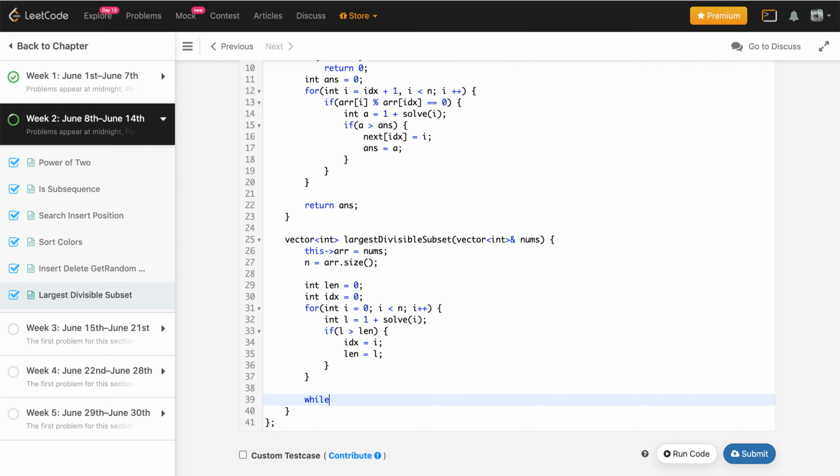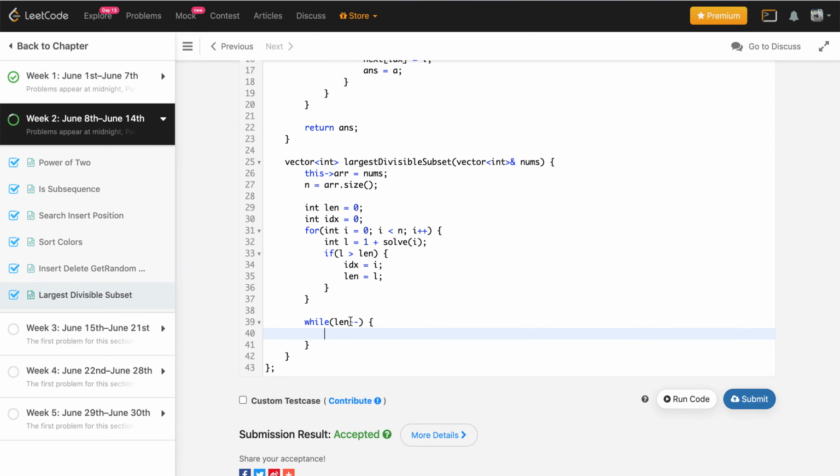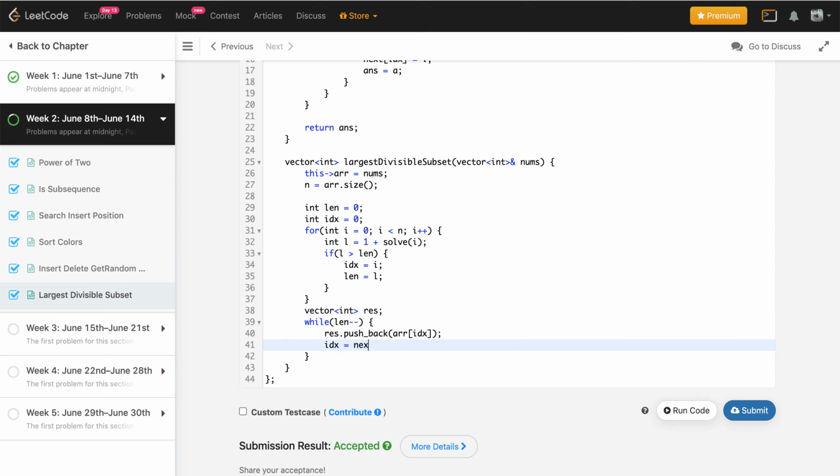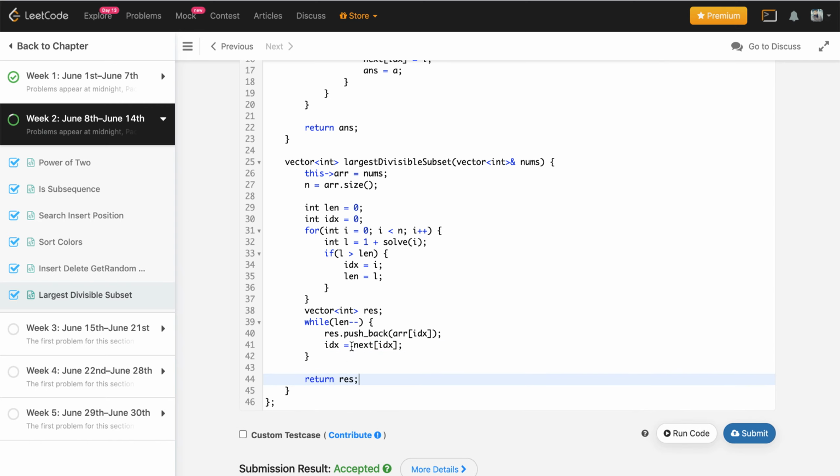So what we can do is just traverse our maximum subset. We can keep a vector of the answer, the result that we are going to return back, and we are going to push back this particular element that we have found. This would be the starting index that we have just found, which is idx, and we are going to insert idx into our result array, and then this idx should be changed to the next of idx. That is the next element ahead of idx, which would be our best answer. So this should be returned.